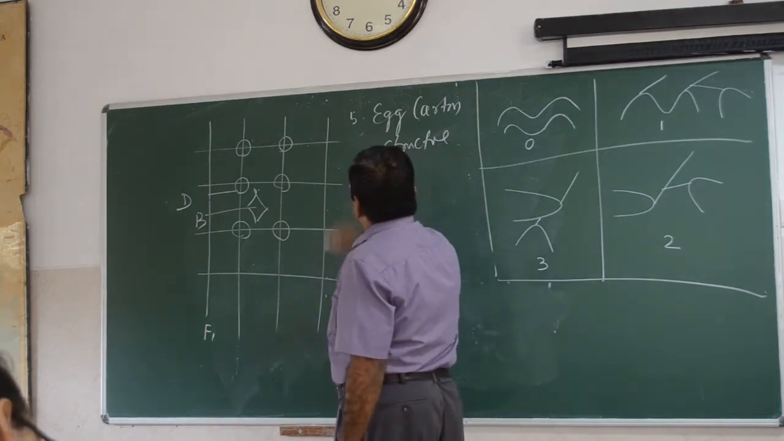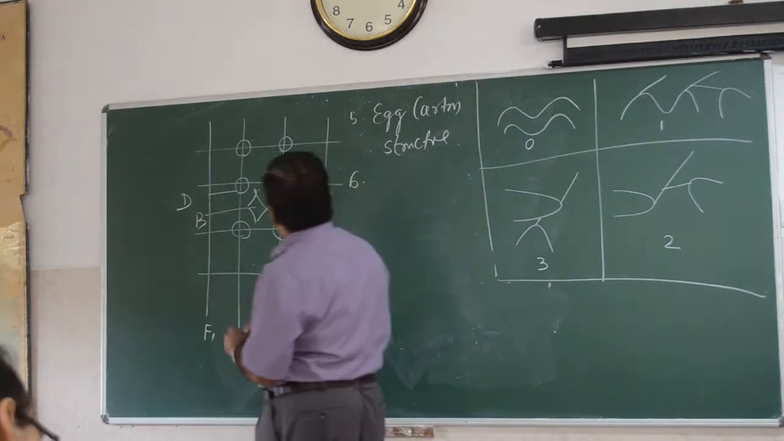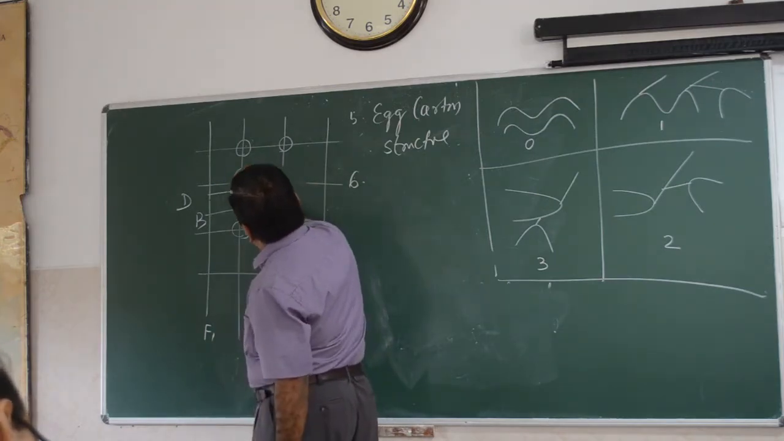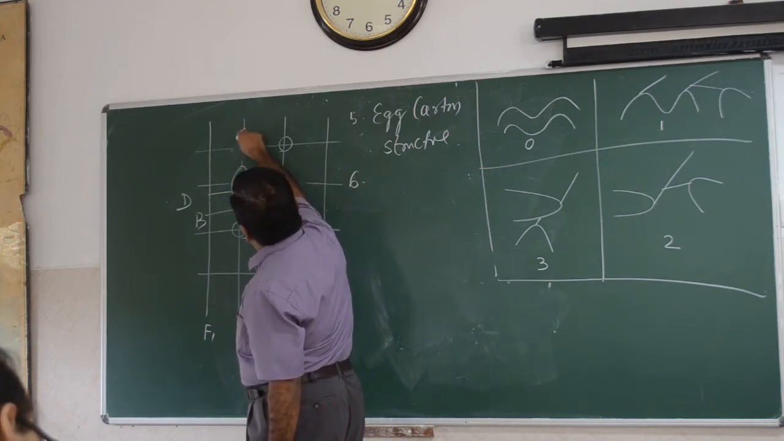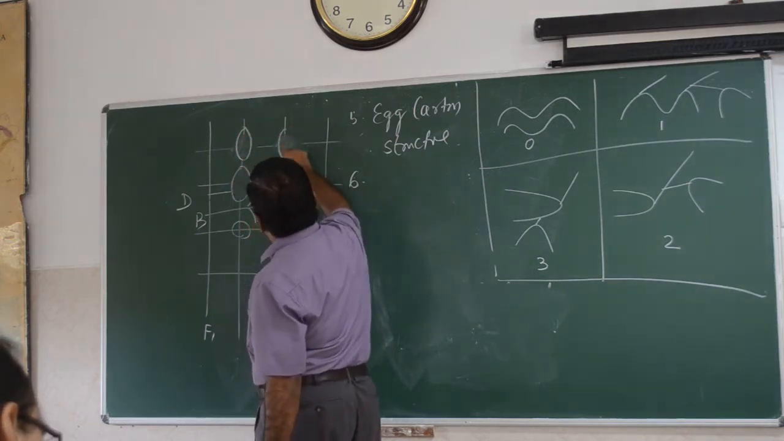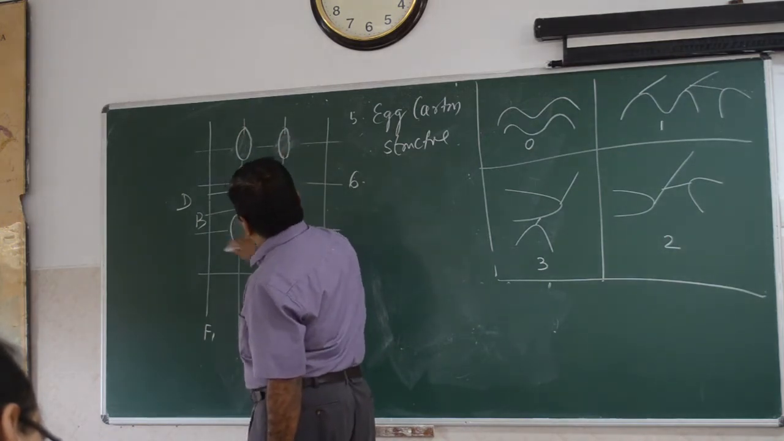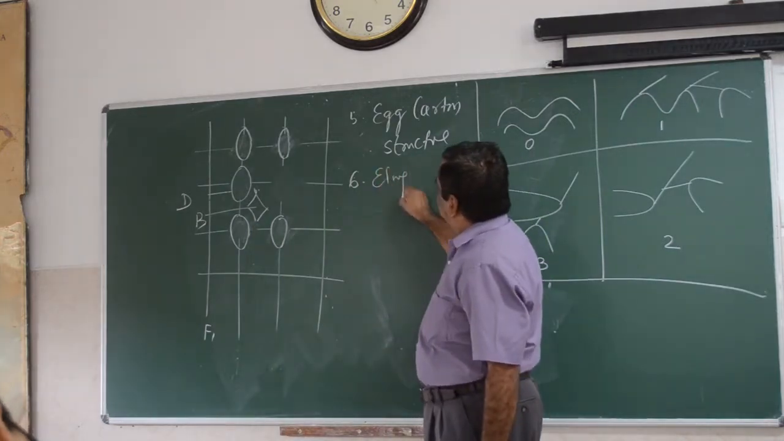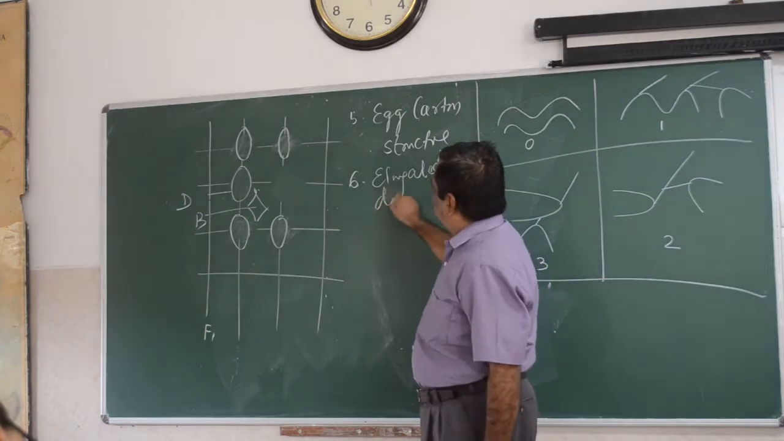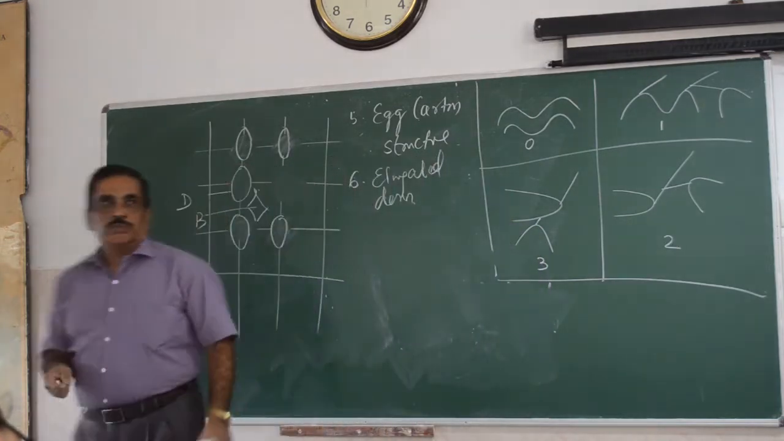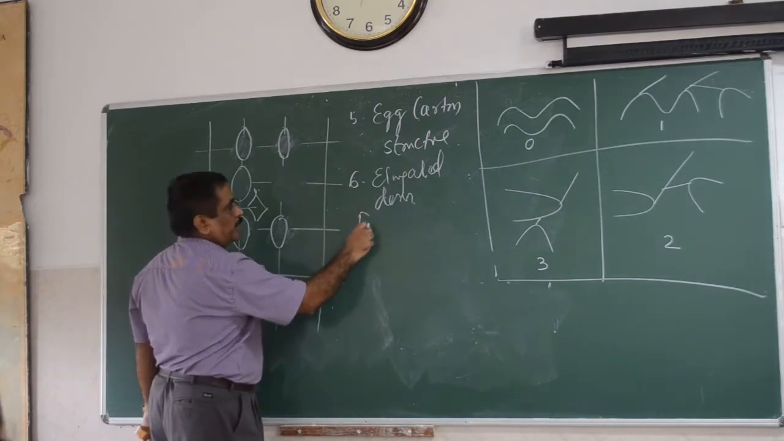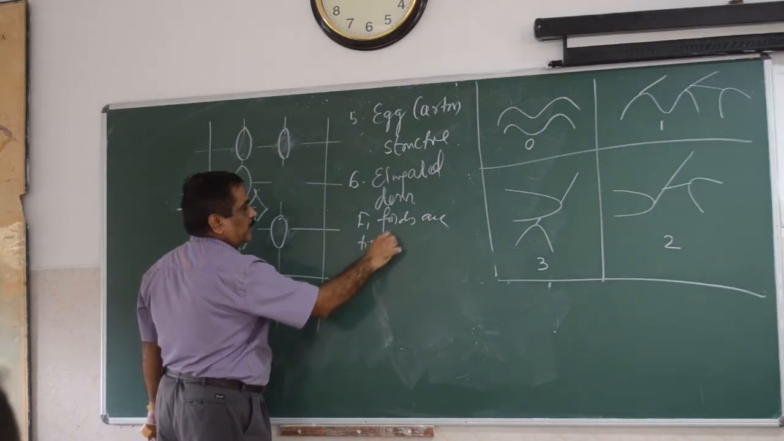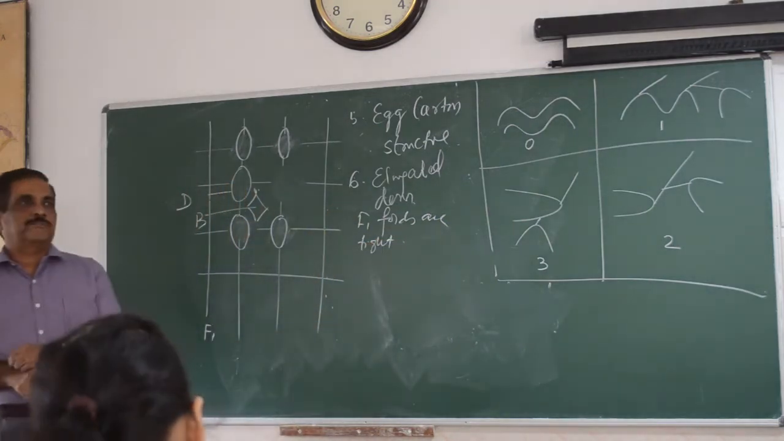Now sometimes what happens, these domes are a little elongated like this. Depending on the F1 fold geometry, the domes are elongated like this. This happens when F1 folds are tighter. When the F1 folds are tight, the elongated domes are produced.